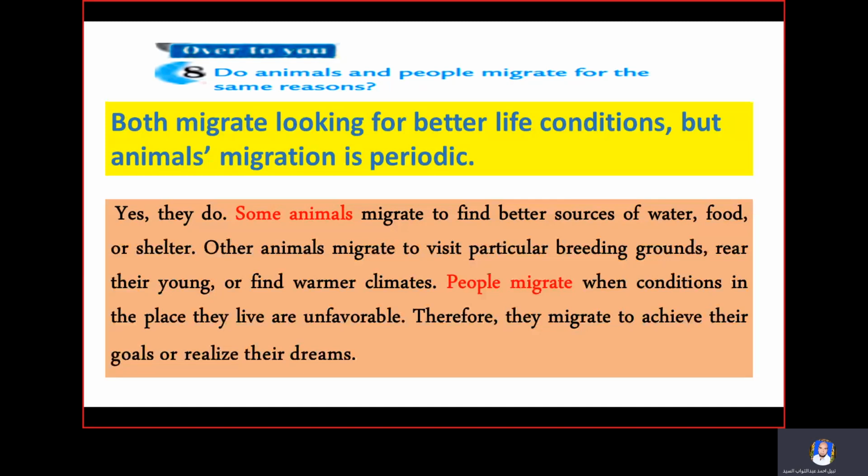They migrate every year. Yes, they do. Animals and people migrate for same reasons. Some animals migrate to find better sources of water, food, or shelter. Other animals migrate to visit particular breeding grounds, rear their young, or find warmer climates. People migrate when conditions in the place they live are unfavorable. Therefore, they migrate to achieve their goals or realize their dreams.